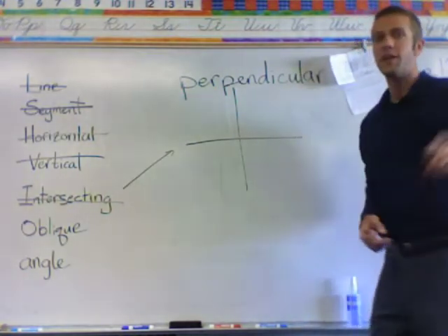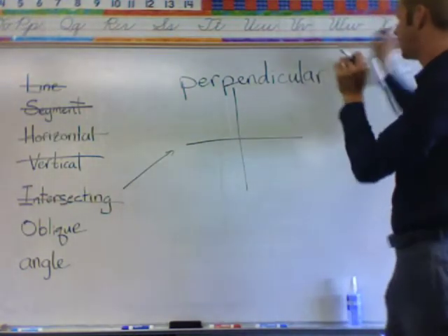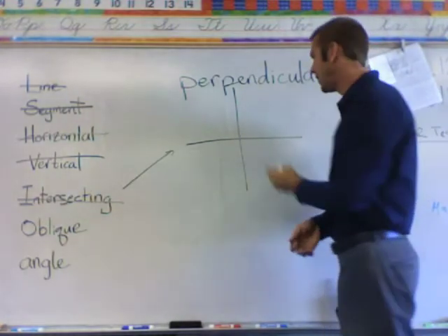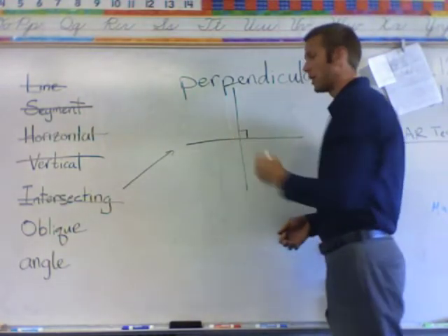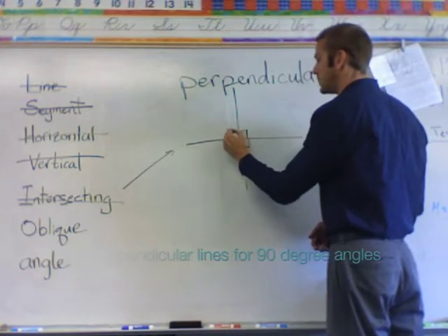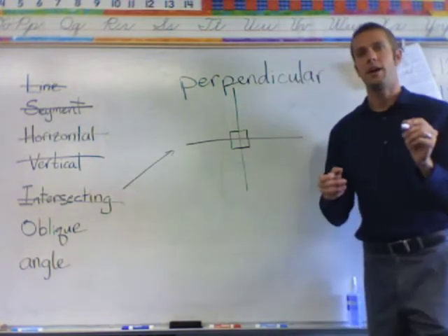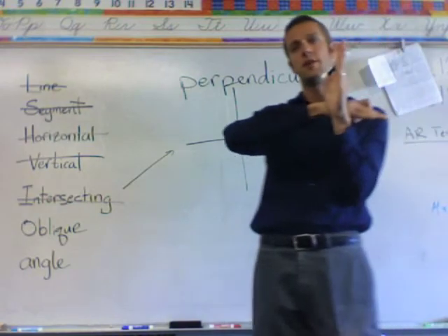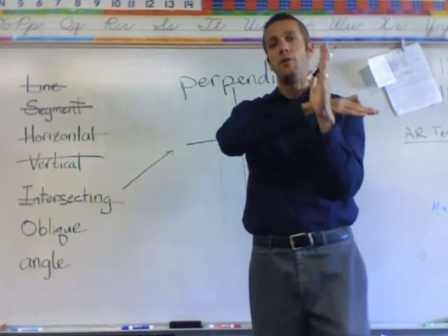Okay? That's perpendicular, and those lines form an angle in the middle that can make a box, a 90-degree angle. We'll talk about the degrees in a little bit. But if you could make a box in the corner when 2 lines intersect, you have made perpendicular lines.